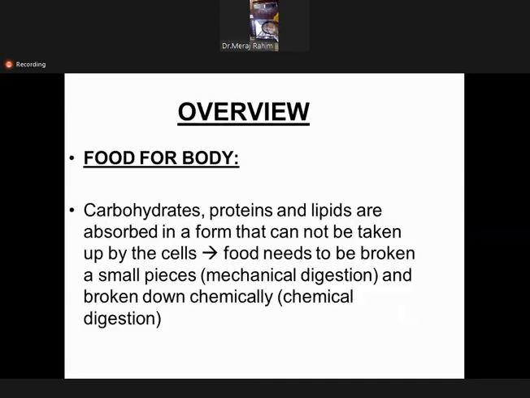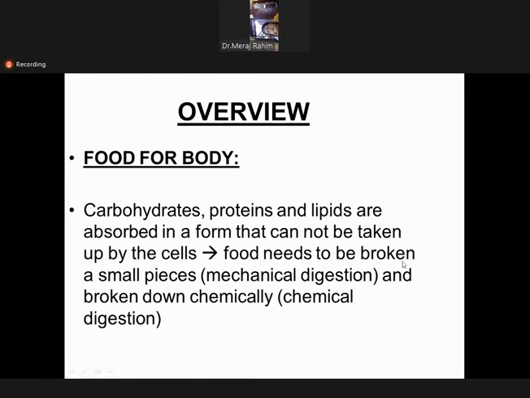So let's see that we need nutrients, macronutrients and micronutrients for the body, because they are essential elements, and by that we get energy. So the food is in different forms. It can be in form of carbohydrates, proteins, lipids. We are taking food in different forms. It can be carbohydrates, they can be proteins, and they can be lipids. All these foods are masticated in the mouth, and then they are going down into the GIT so that they can be absorbed and provide energy and nutrients so that it can be used by the cells.